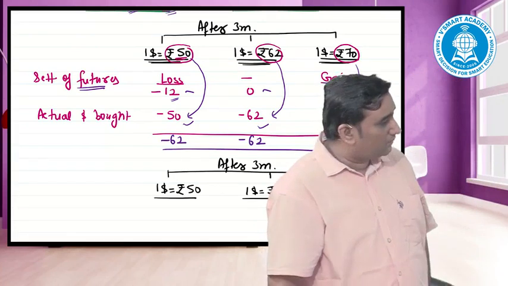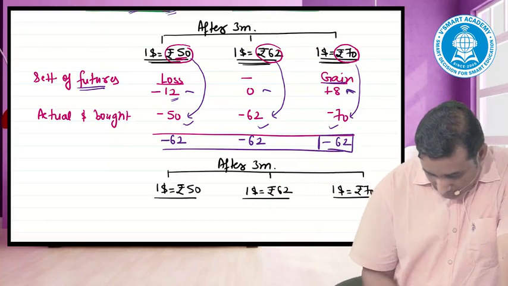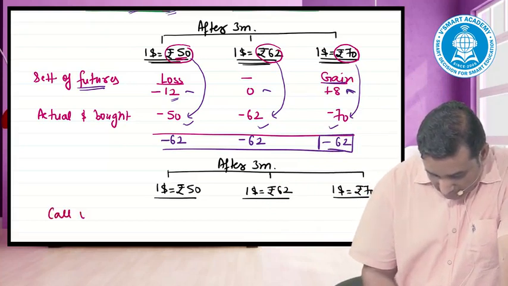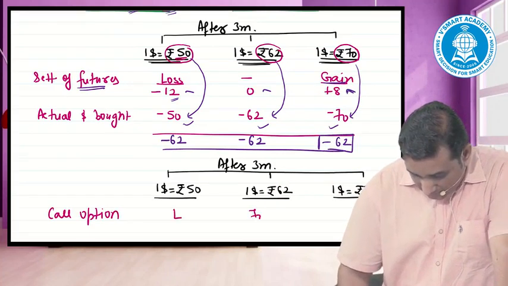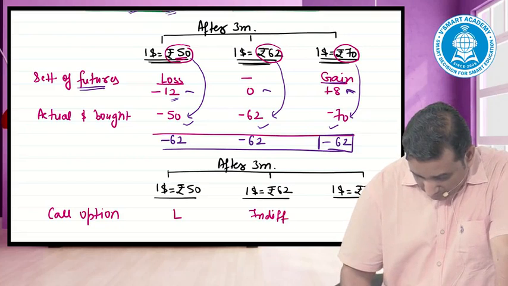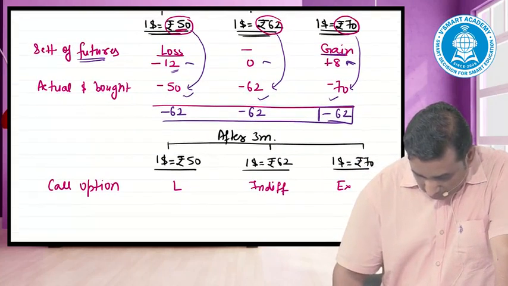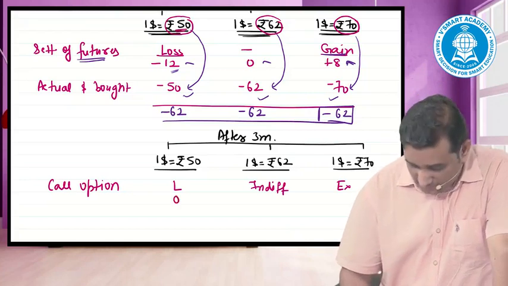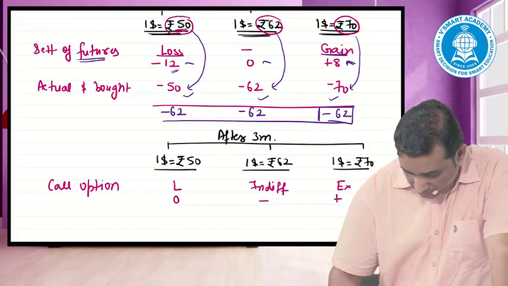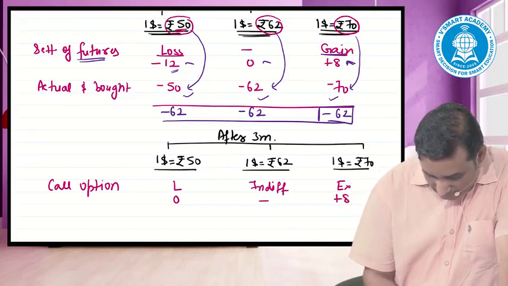Now, settlement of a call option. If I settle the call option, it would be exercised when the price increases. In what case will it lapse? First case, lapse. Second case, indifferent. Third case, exercise. And if I put the numbers here, it will be how much? 0. It's a lapse. In this case, nothing. In this case, profit comes to 8. And then you go and buy in which market?